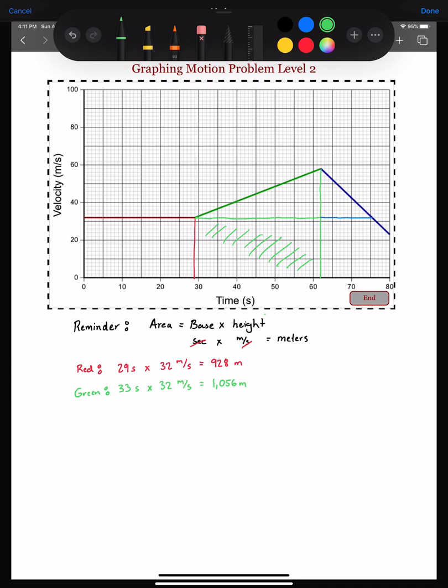Okay. That's not it though, because now we have to do the area of the triangle. So that's going to be 1/2 times the base, which we already have. The base was 33 seconds. And the height, it's going to go from 32 to, oh gosh, is that 58? Yep. So 58 minus 32. Let me plug that into my calculator. That one I can't do in my head. 26. Okay, so we'll do 0.5 multiplied by 33 multiplied by 26. And I get 429.